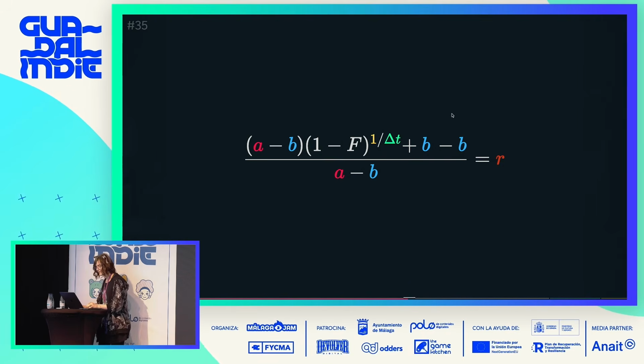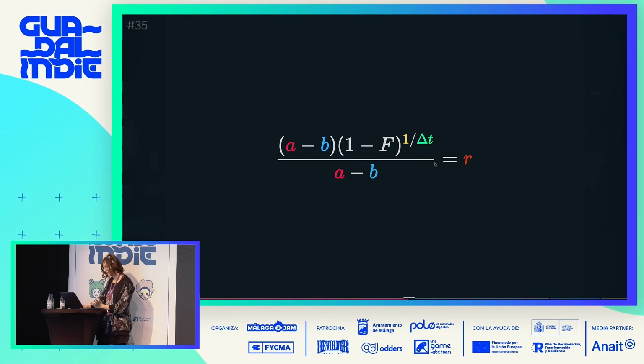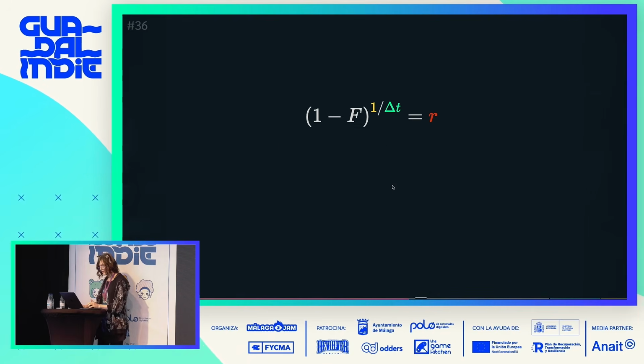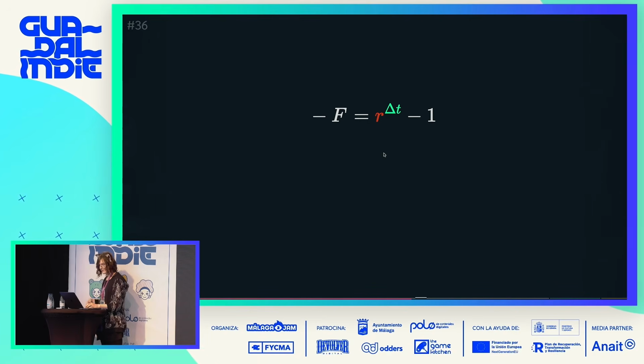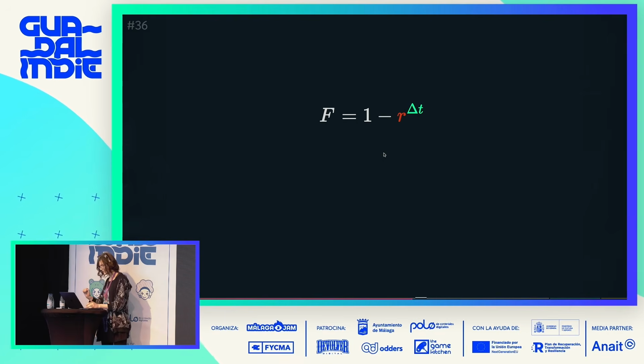And obviously, we have some easy simplifications. We have plus b minus b, so that disappears. We have a minus b over a minus b, so that disappears as well. So now we again want to define f in terms of r. So we want to try to isolate f on its own side of this equation. So we can raise both sides to the power of delta time, which cancels out the left-hand side. And then we subtract 1 from both sides, and then we multiply both sides by -1. Now we have f equals 1 minus r to the power of delta time.